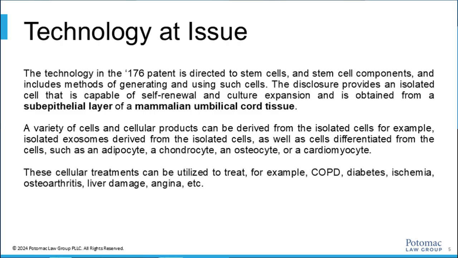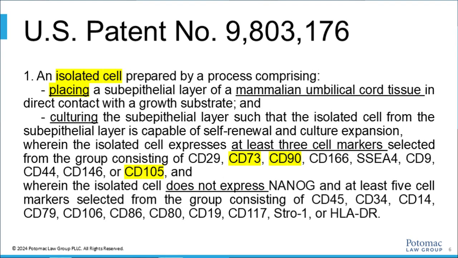So if we look at the claim, and we're going to go into a bit more detail with specific claim limitations. Again, this is patent number 9803176. And it's an interesting claim, right? Because it's a product by process claim. So that means we're claiming the product, but we're going to set forth the process to make that product. So here we've got an isolated cell, and that's going to be important as we'll discuss in a bit, prepared by a process comprising, and we've only got two steps.